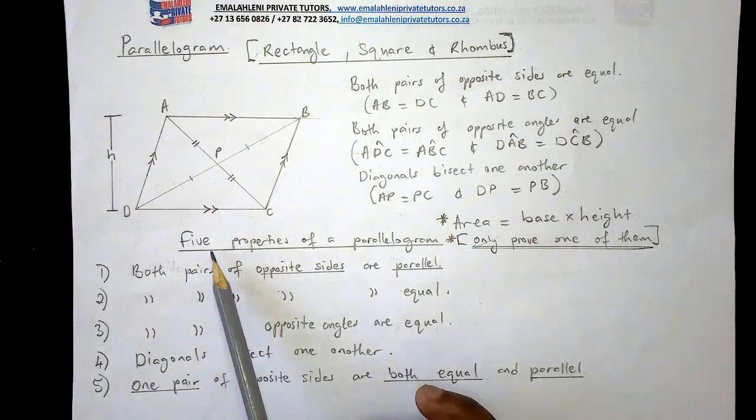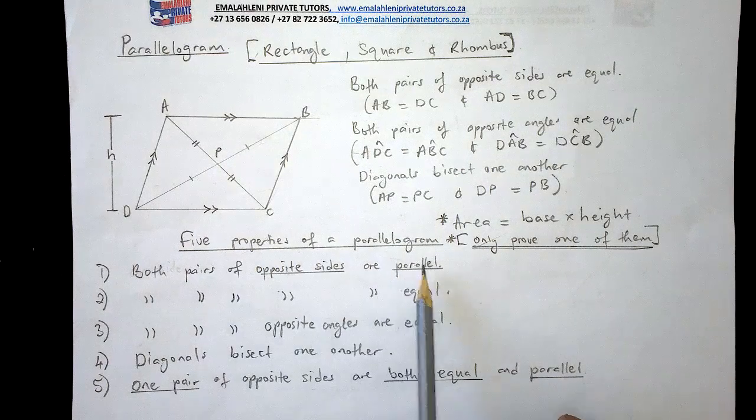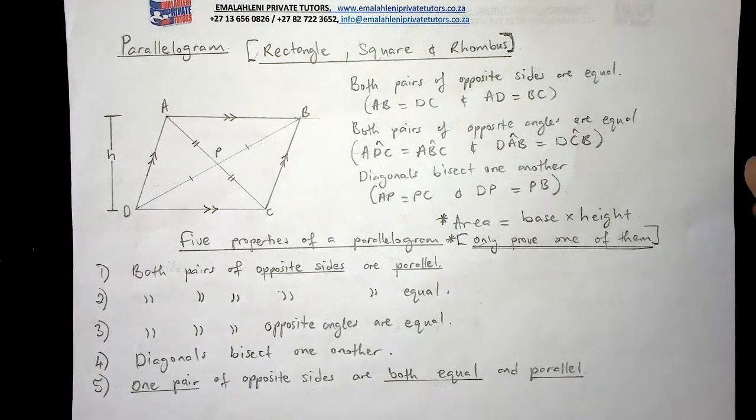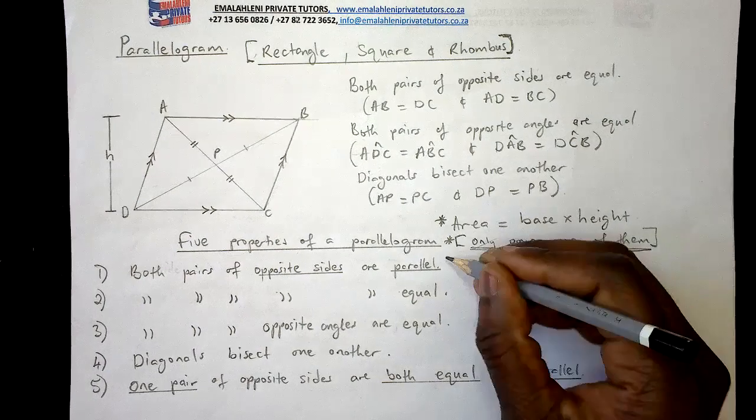Now, of the five properties of parallelograms, you need to prove only one of them. If you are asked to prove it's a parallelogram in general, you need to prove one of these five properties. Don't prove all of them. Depending on the given information, you can prove that both pairs of opposite sides are parallel. And how do you get that?